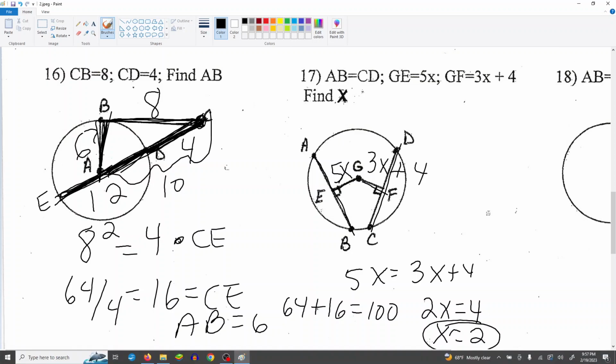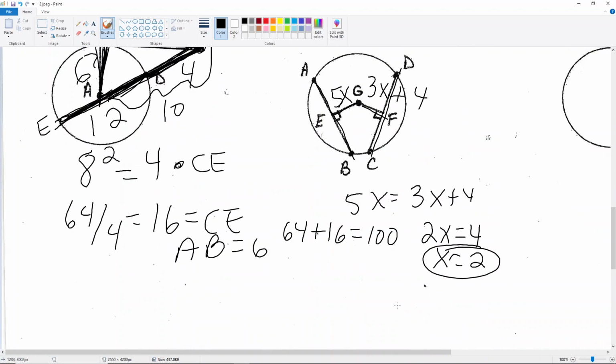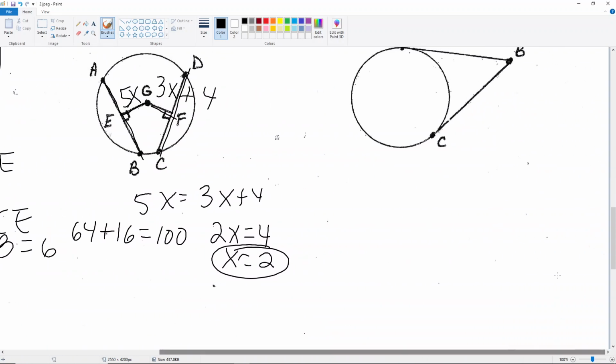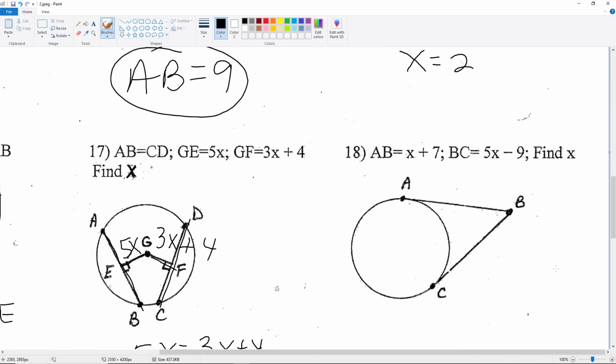Bingo. Okay, next one. Is this the last one? Yes, it is. The last of them. AB is x plus 7. BC is 5x minus 9. Find x. Well, again, since they're two tangents that go to the same point, they're equal. Set them equal to each other, solve for x. I'm not going to work the whole thing, but there's all those questions.